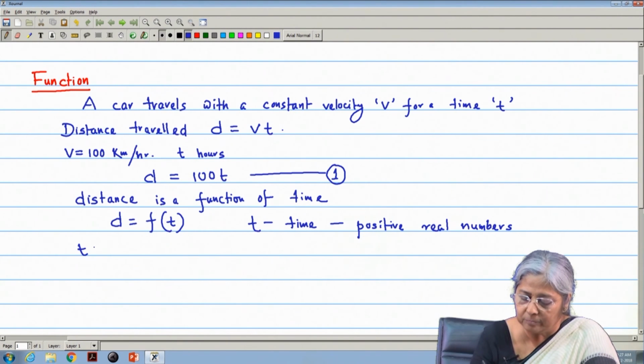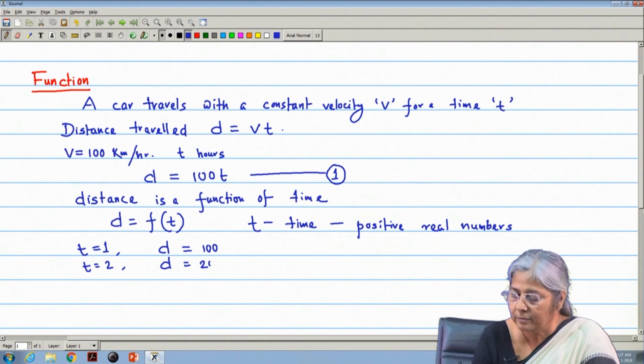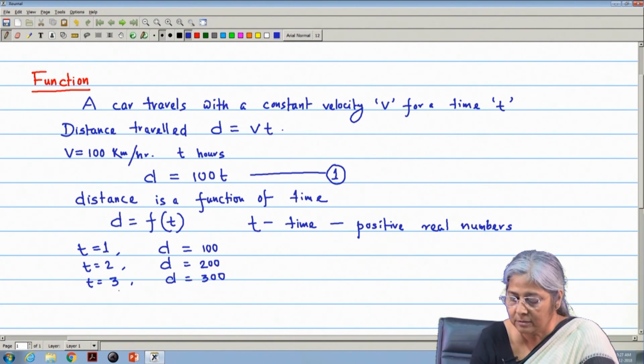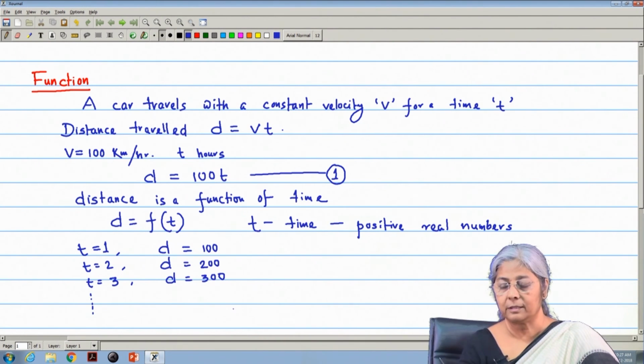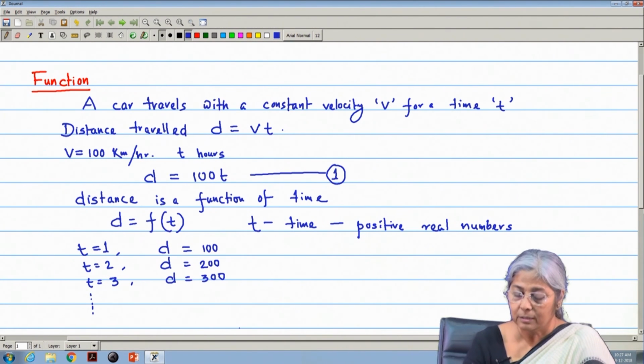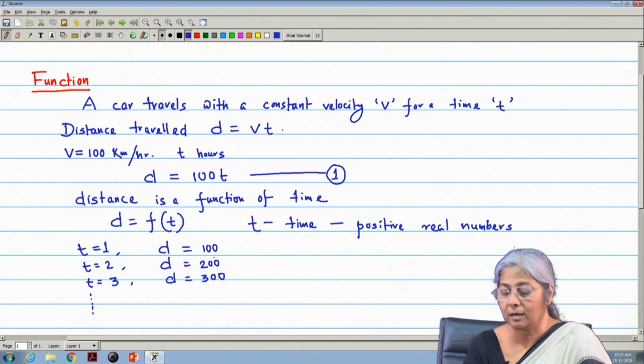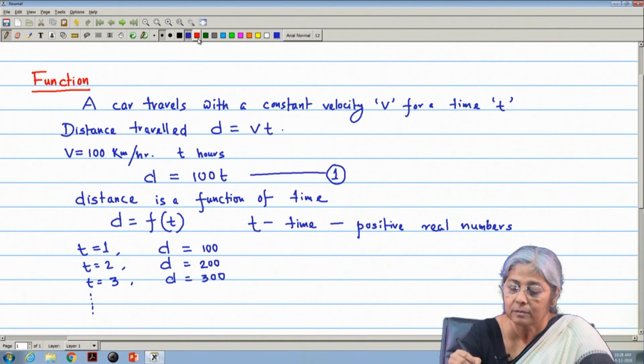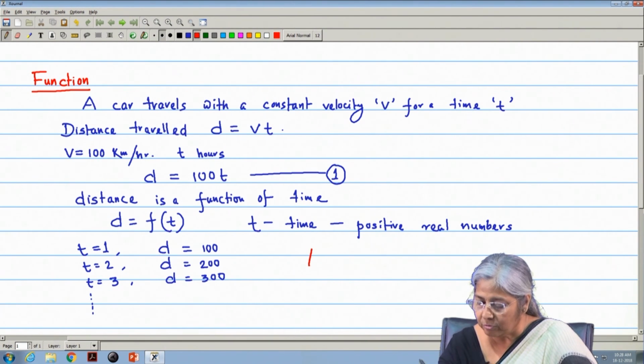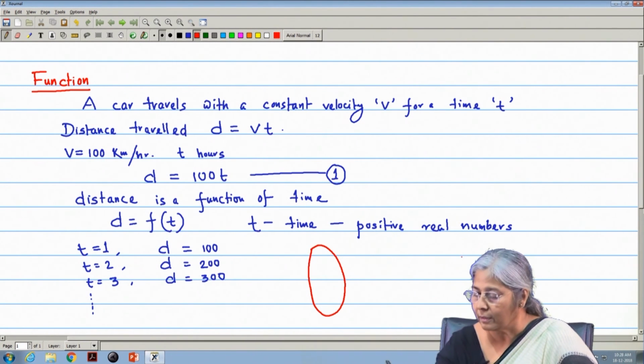Say for t equal to 1, my d equal to 100. For t equal to 2, d equal to 200, t equal to 3, d equal to 300, like that, since it is a constant velocity of 100. So, I can get this type of value. Now, see, for each t equal to 1, 2, 3, the value d is assigned 100, 200, 300, like that.